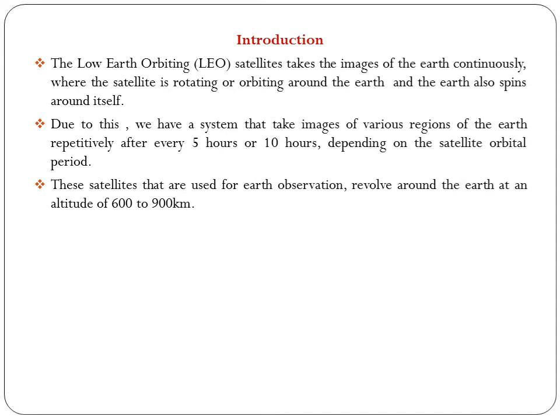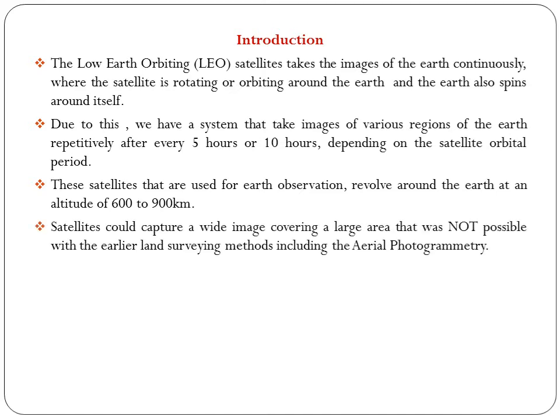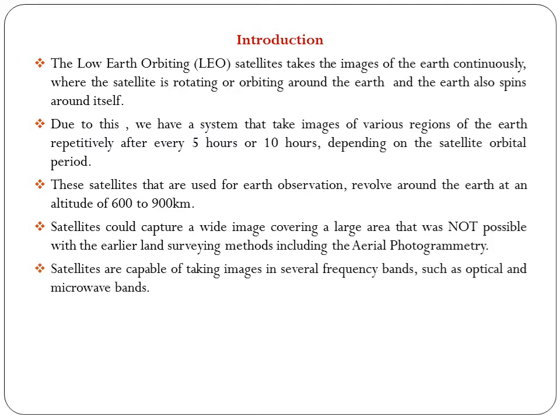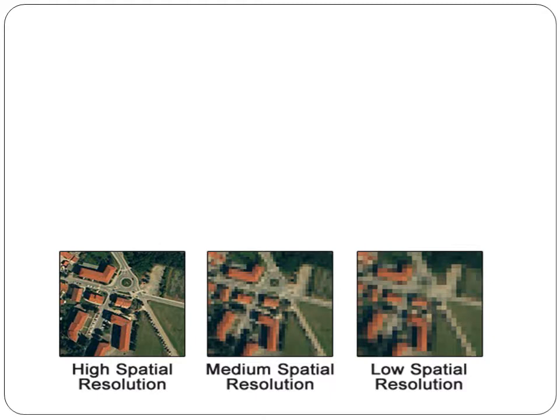These satellites that are used for Earth observation revolve around the Earth at an altitude of around 600 to 900 kilometers. These satellites could capture a wide image covering a large area that was not possible with the earlier land surveying methods, including aerial photogrammetry. The satellites are capable of taking images in several frequency bands, such as optical and microwave bands. Each band image serves its own purpose depending upon its application.